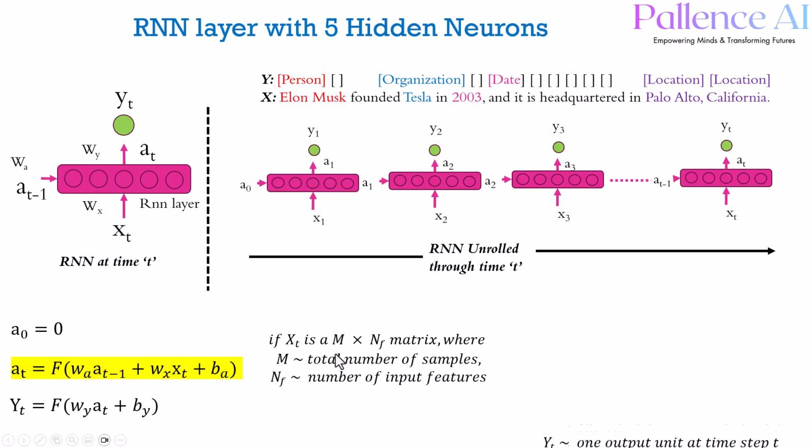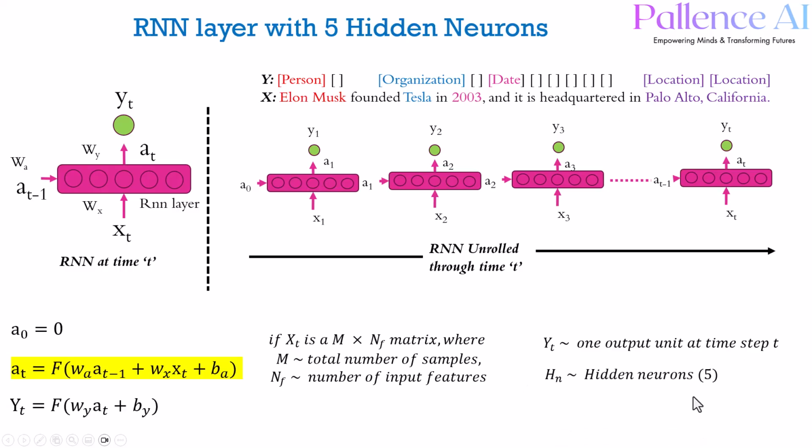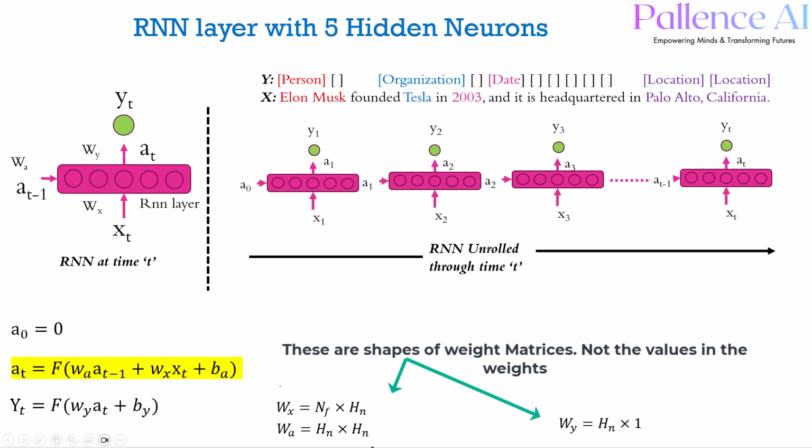And for YT, let's say you're just trying to predict one output unit at time step T. And then if you use 5 hidden neurons, I just want to show you the shapes of these weights, just like we have done with the CNNs. So the weight matrix WX will be of the shape NF times HN. And then WA will be an HN times HN matrix. That will be its shape. And you can calculate the weights from that. Similarly, WY will be HN times 1. And then again, you have the bias terms. The BA is just the number of hidden neurons here. And the BY is just 1. Let it sink in.